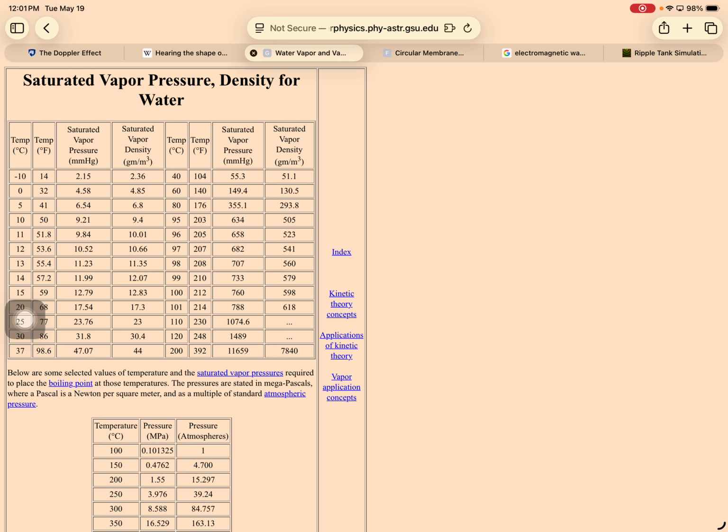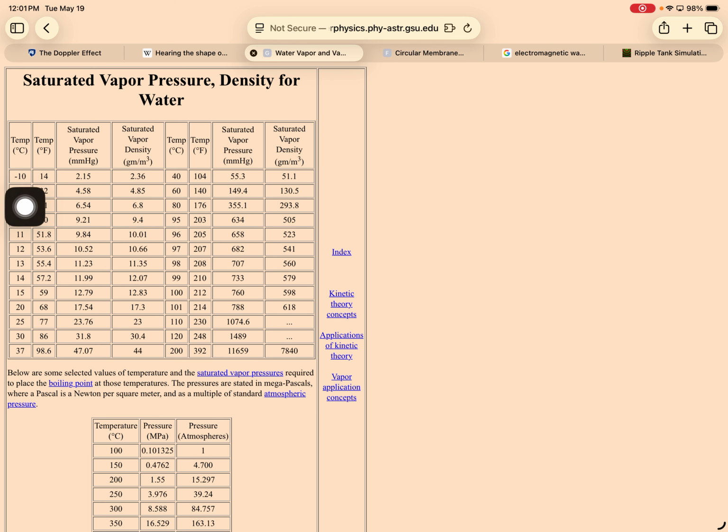How much water vapor is in the air? Okay, so that's the maximum water vapor it can hold. That's what saturated water vapor means, okay? And so let's look at this. At 20 degrees Celsius, it can hold 618 grams per meter cube.